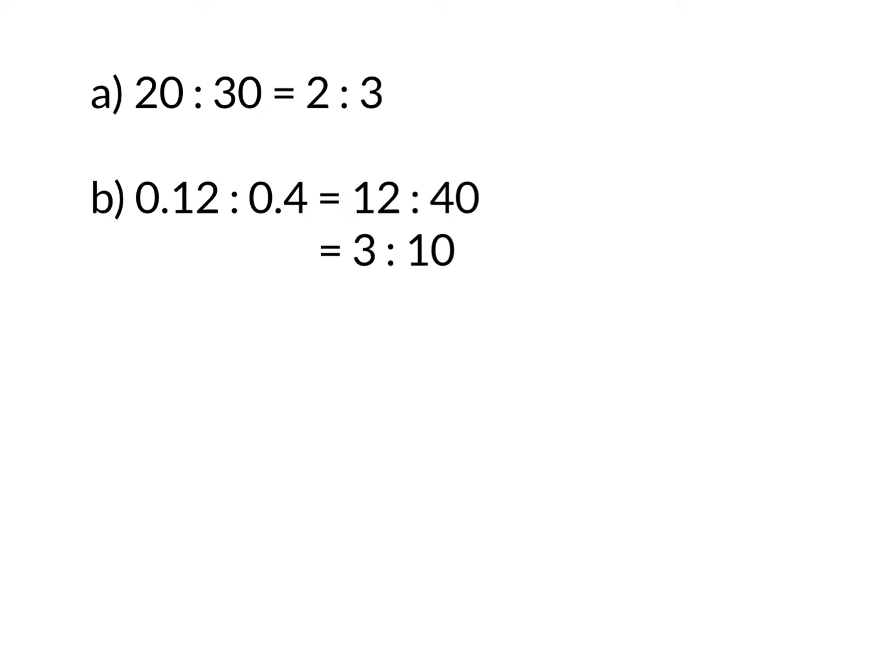So we convert them to whole numbers. We're going to times both by 100. So we get 12 ratio 40, and 4 goes into both of those, giving you 3 ratio 10.